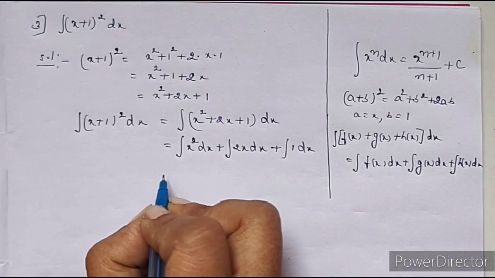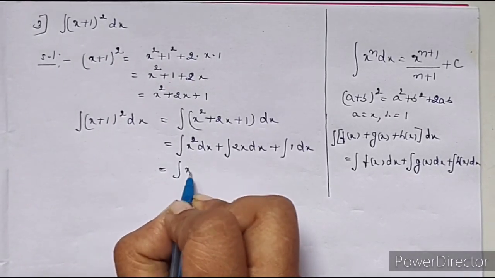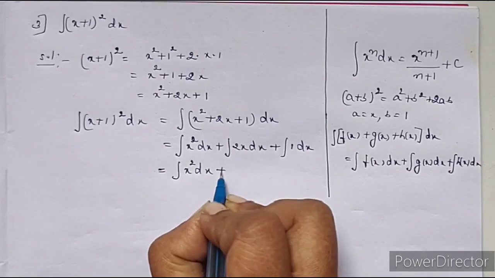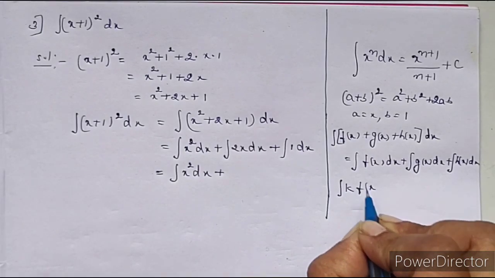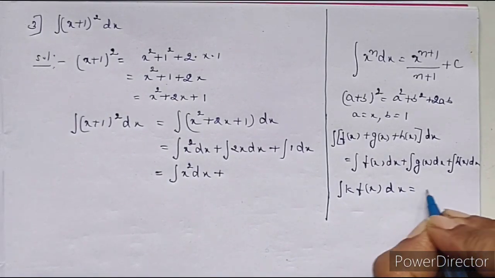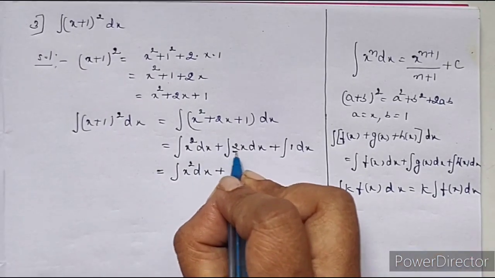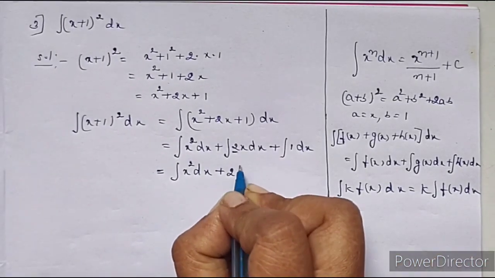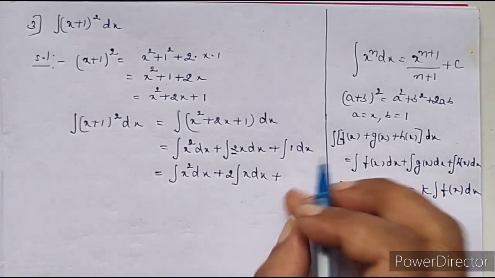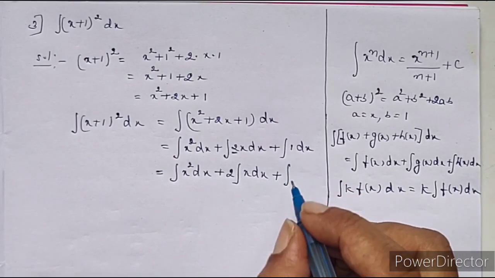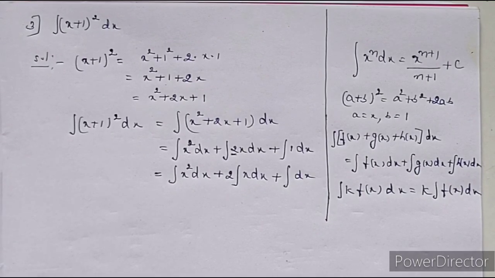Now that is equal to integration of x square dx. Here I'll apply another property of integration. What is that property? Integration of a constant k into some function is equal to the constant taken outside and then you integrate the function. So 2 is a constant here. So 2 is taken outside the integral and we write it as x dx, plus integration of 1 into dx, which is dx, or simply you can write it as dx.